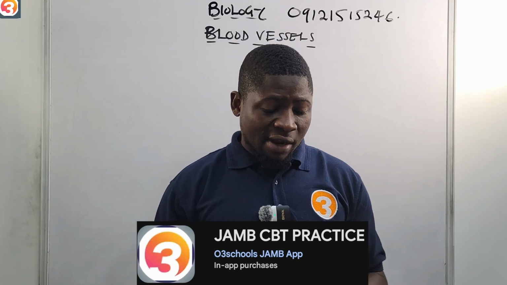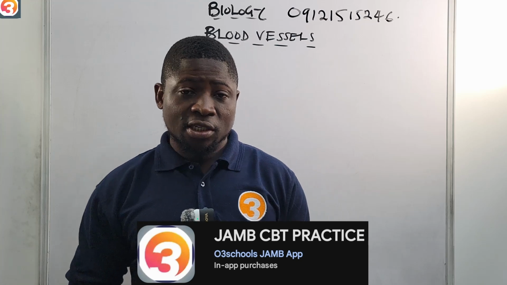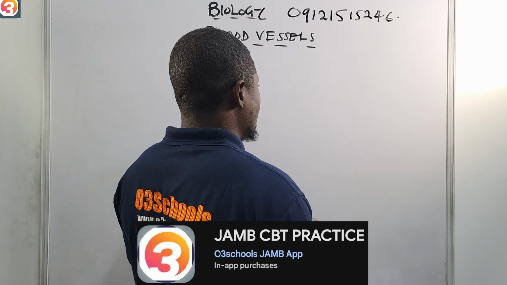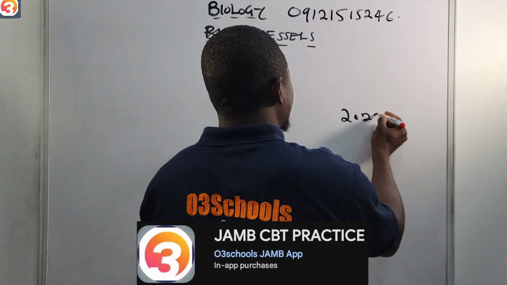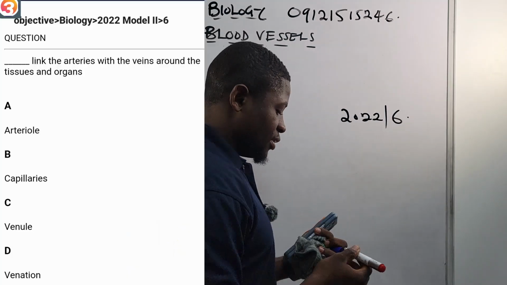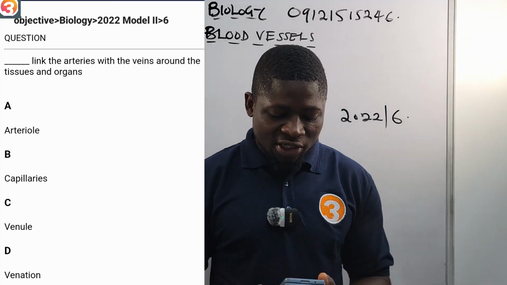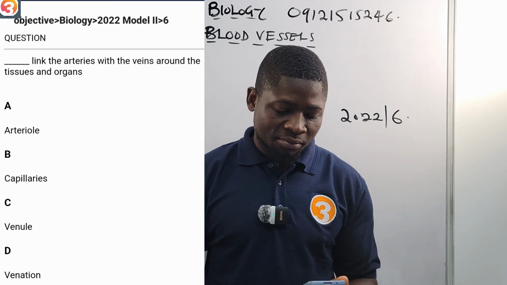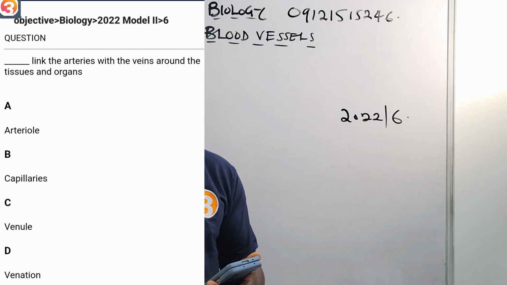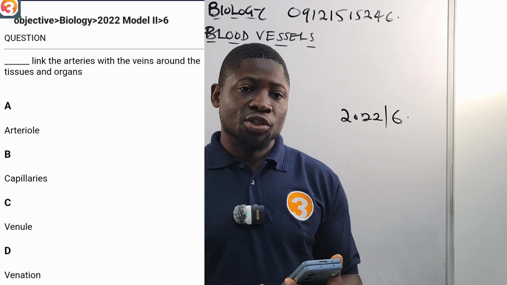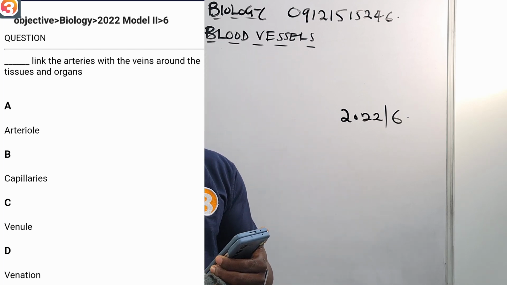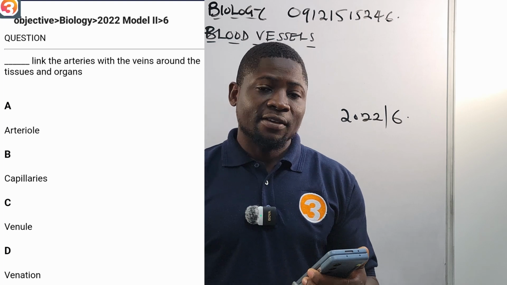Okay, so we have a JAMB past question from the app, a 2022 question number 6. It is being displayed on your screen right away. They say, dash links the arteries with the veins through the tissues and organs. A says arteroid, B says capillaries, C says venule, D says venation.